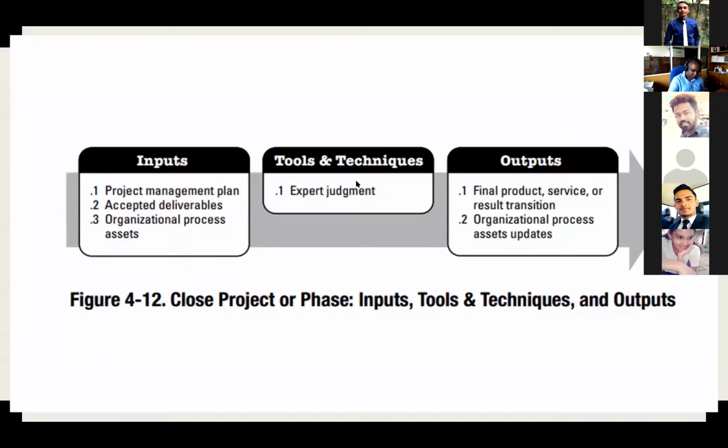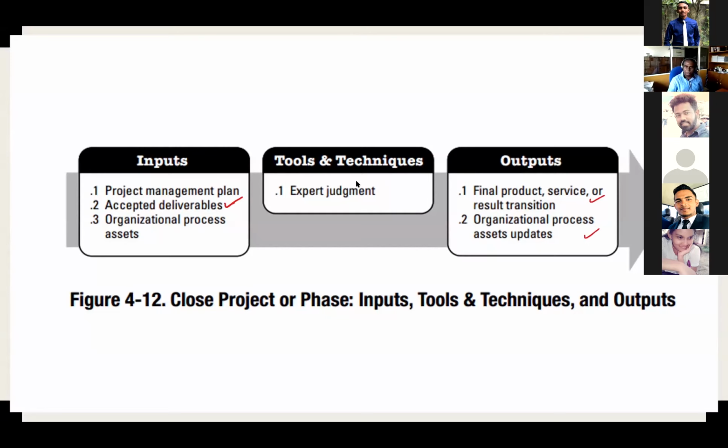Closing project. Once again, accepted deliverables. If everybody is happy with that, we can close the project. Final product or service is an output, and whatever templates and experience you have gathered goes to the library or repository. So these first two knowledge areas, initiating and planning, are what we are highlighting and discussing at the moment, which is what you need.